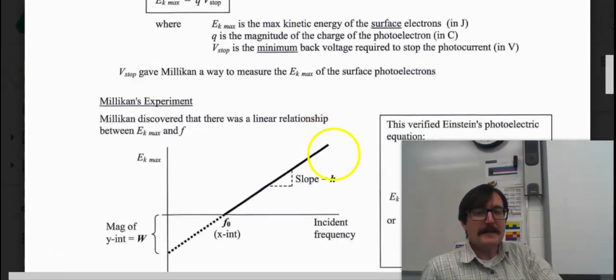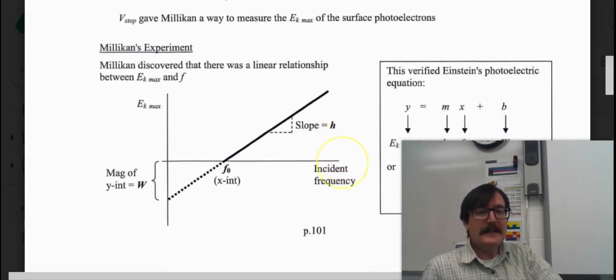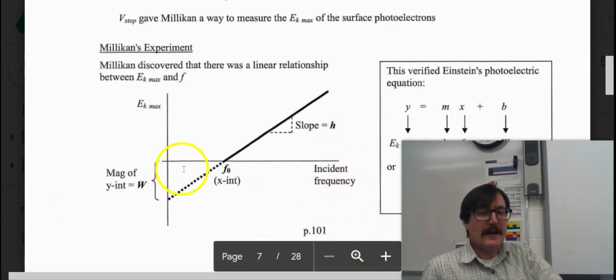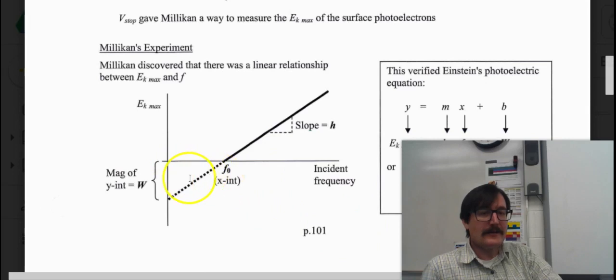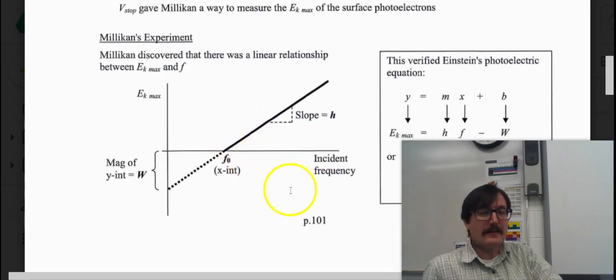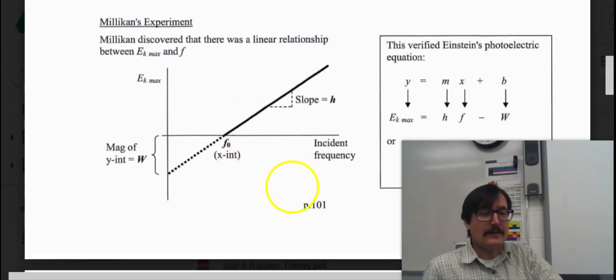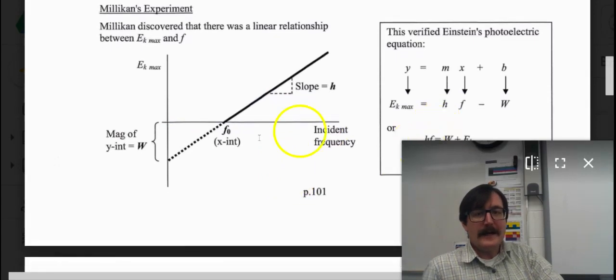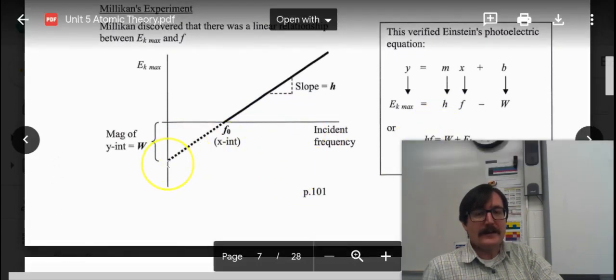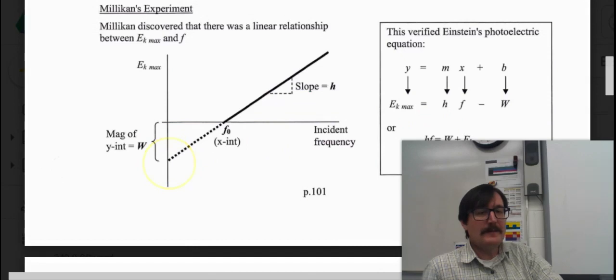All right, Millikan's experiment. Millikan discovered that there was a linear relationship between Ek max and f. Frequency is graphed along the horizontal axis and the maximum kinetic energy of the photoelectrons along the vertical axis. You can see the equation of a straight line is shown here. The important parts of the graph are the y-intercept, which would be the negative of the work function, or its absolute value would be the work function of the material, the metal, the cathode.